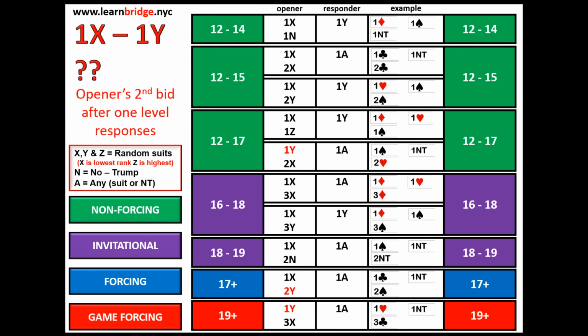So I've broken this chart down into a few different sections, and they're mainly these colors here on the left, right? So we're looking at non-forcing bids, which are all the bids up here in green. And then we have invitational bids, which are purple, and these are right here in the middle. And then we have forcing and game forcing, which will be the bids right on the bottom.